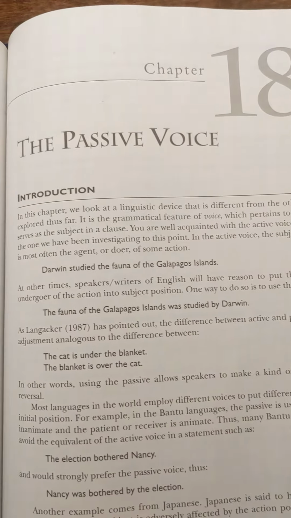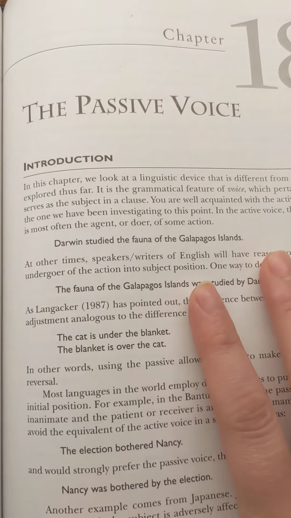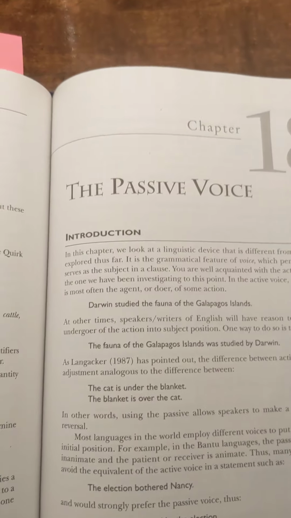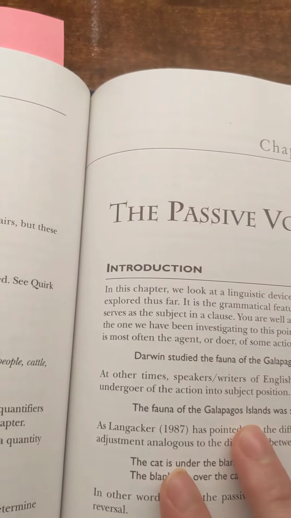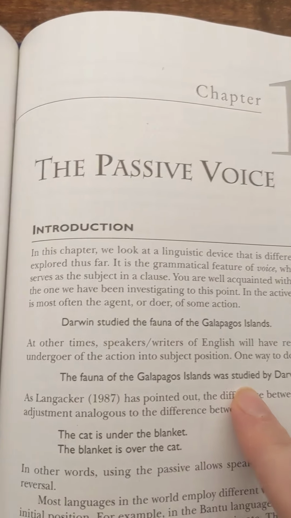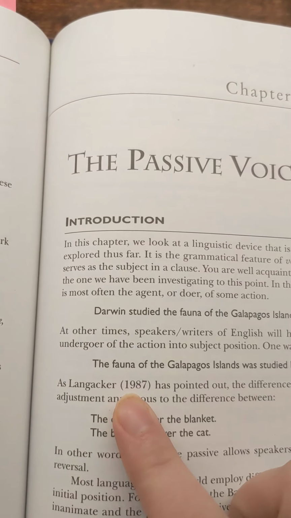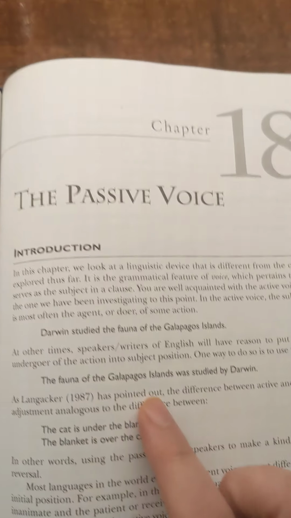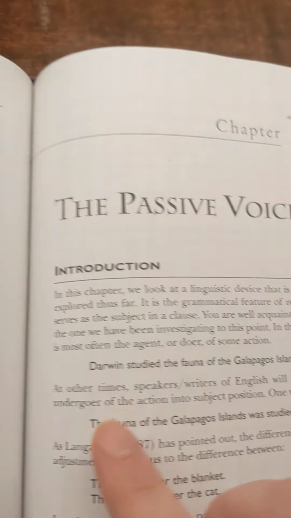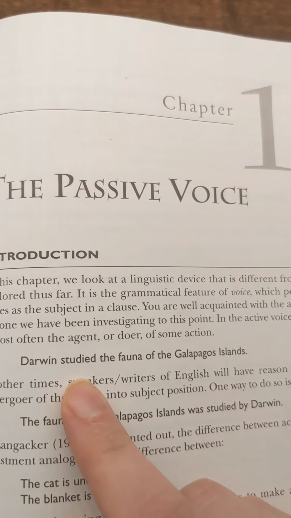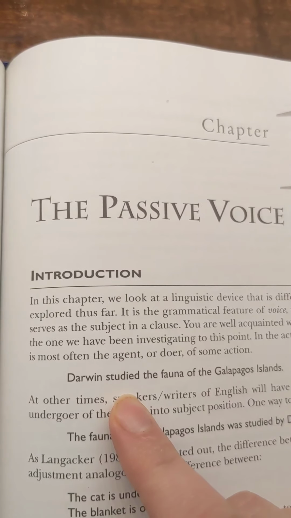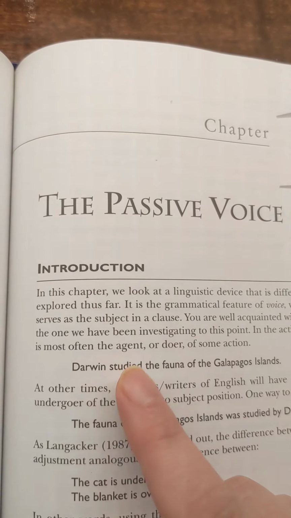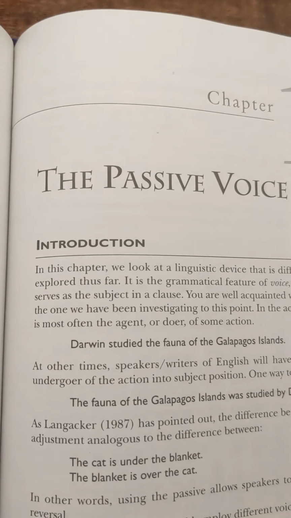Okay, so one of the things that we talked about today was how to identify passivity in a sentence. So what you're going to want to look at is the verb and whether or not the subject of the sentence is the agent of the verb. So in the first example, Darwin studied, we have studied, and we have the subject Darwin, who is also the agent. He studied, right?